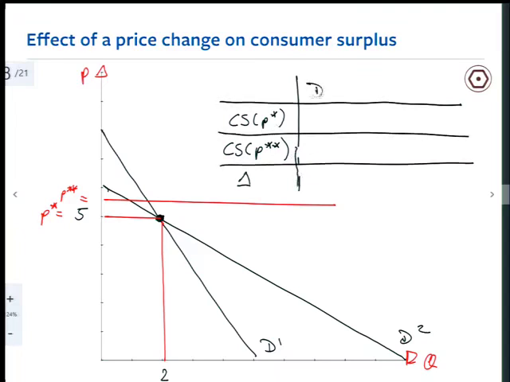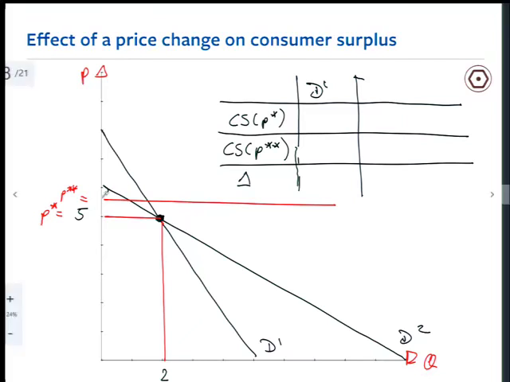So let's look at the easier one first, at D1. So D1 at P star, consumer surplus is going to be the triangle at P star for D1, right? This demand curve here. This is the price. This is equilibrium quantity right here. So consumer surplus is going to be the area above price, below this demand curve, to the left of equilibrium quantity. So I'm going to slice this thing up a little bit.